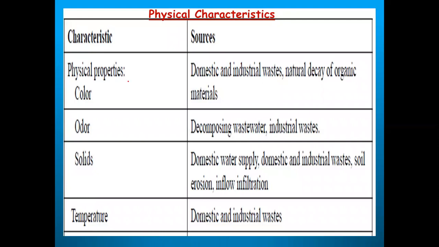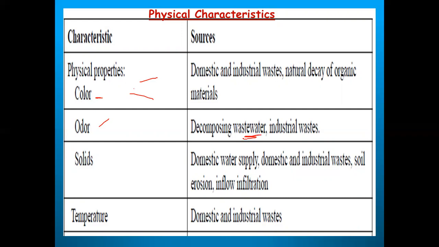Coming to the physical properties like color, we have to see the color of the water. Domestic and industrial waste and natural decay of organic material change the color. Based on this, the water may be black, brown, green, or yellow. Then odor, the smell from decomposing wastewater and industrial waste. How is the water decomposing?